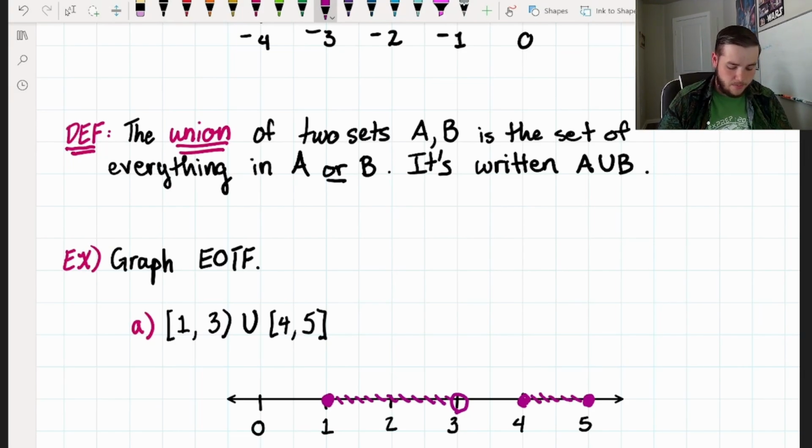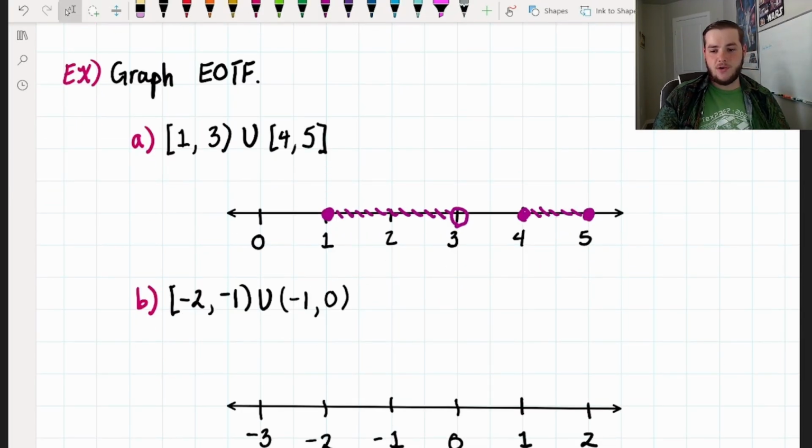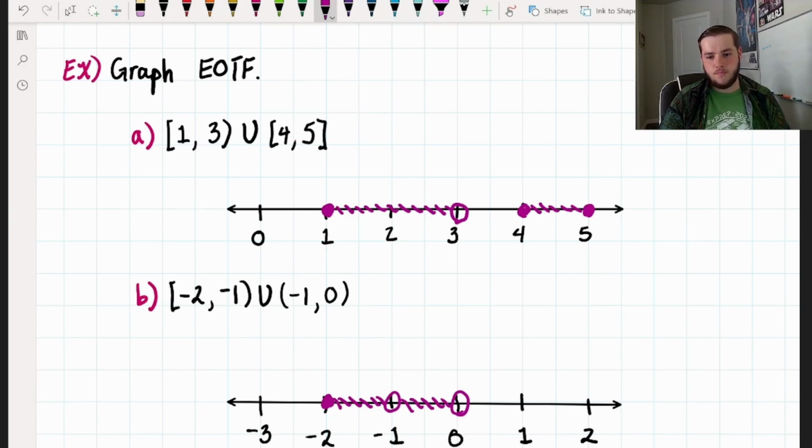Let's try another one. Why don't you pause the video here to see if you can sketch the graph of -2 to -1, including -2 but not -1, unioned with the open interval from -1 to 0. That means including neither. This is the answer that I got for this problem.